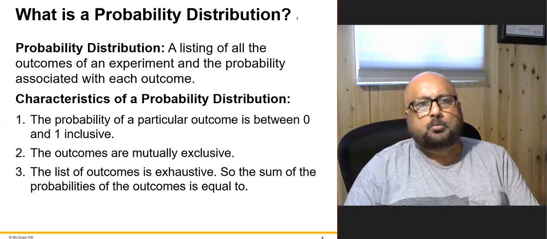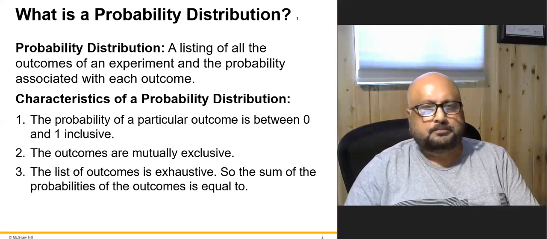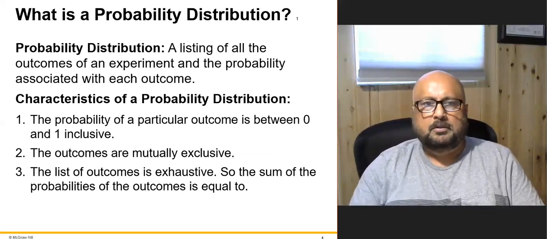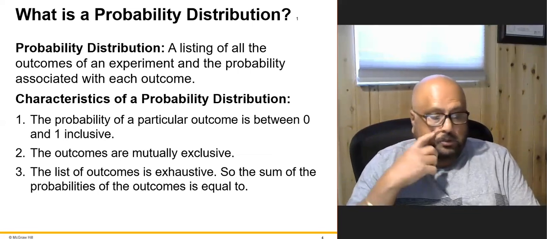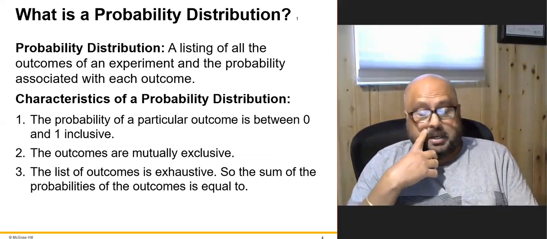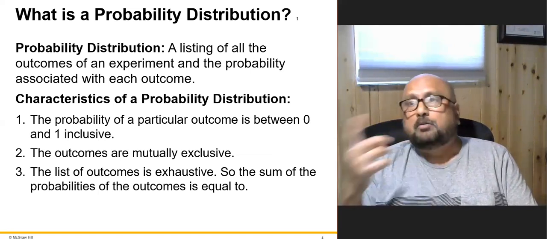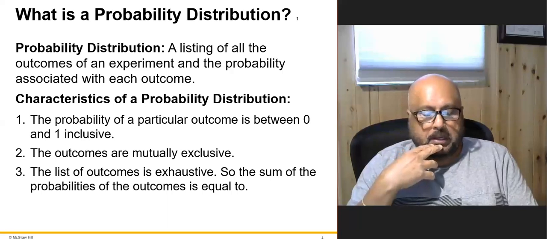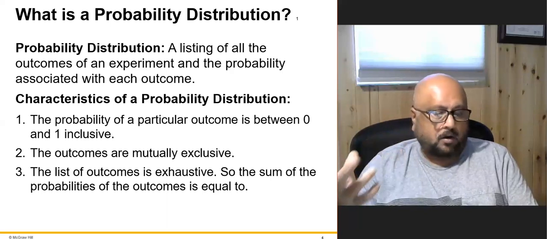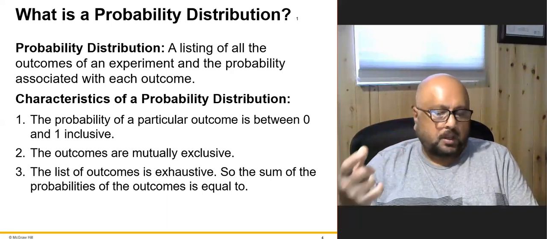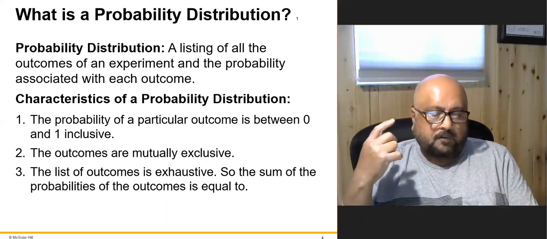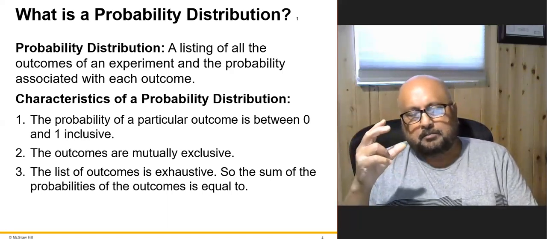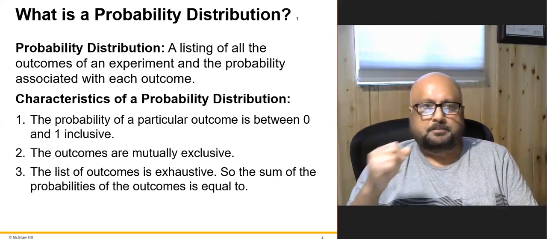So the question is, what is a probability distribution? A probability distribution is essentially a list of all the outcomes from an experiment, along with the probability of each outcome occurring. For a valid probability distribution, there are some requirements.